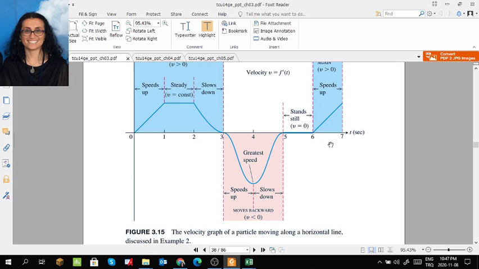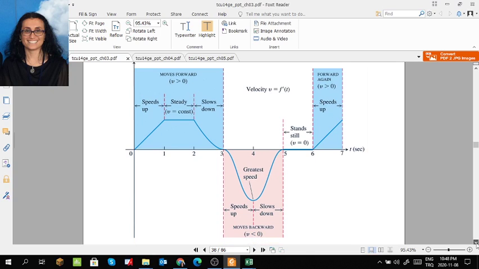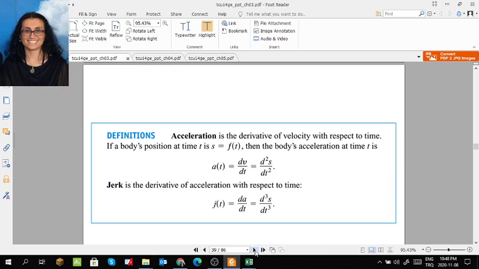And then from 6 to 7, it is speeding up again because the velocity is bigger than 0. It is moving forward again in the positive direction. Remember that the velocity is the derivative of the position function, and this graph is really meaningful. So I would encourage you to understand this graph. This is the time versus velocity graph. Let's look at the next one.